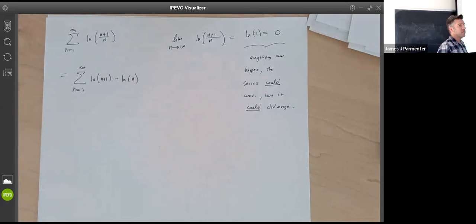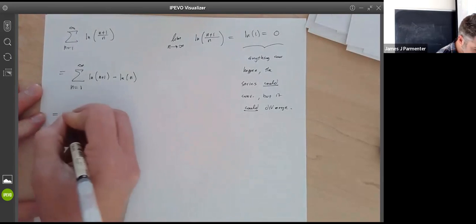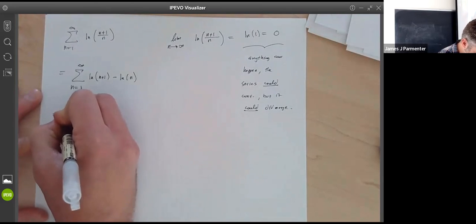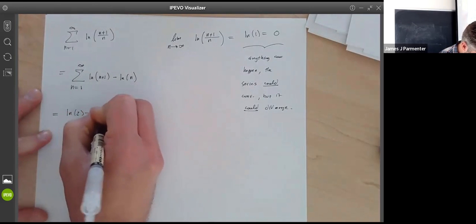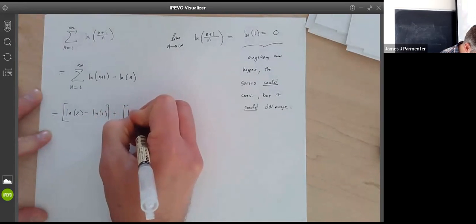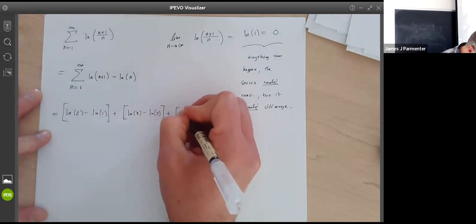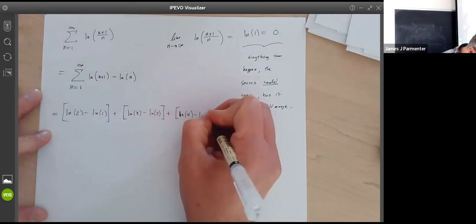And here is where being precise is actually really important. If you just write out the first few terms and say, oh, things cancel, it works out fine, things don't work out fine. Here's what I mean. So I'm going to write out the first few terms and just show you what I mean. So we have natural log of 2 minus natural log of 1 plus natural log of 3 minus natural log of 2 plus natural log of 4.